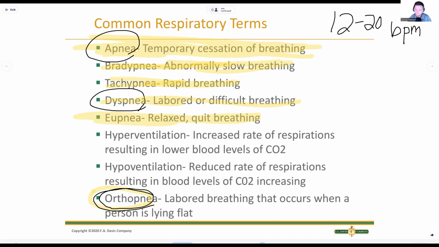Stay with me here. This one gets a little confusing because you would think, well, we have bradypnea and tachypnea, so I understand those, right? Slow breathing, fast breathing. Well, what is hyperventilation, hypoventilation? They're related, but they're also different. Note that hyperventilation is different than tachypnea. Hyperventilation is an increased rate of respirations, yes, so tachypneic, but hyperventilation means they have lower levels of blood CO2.